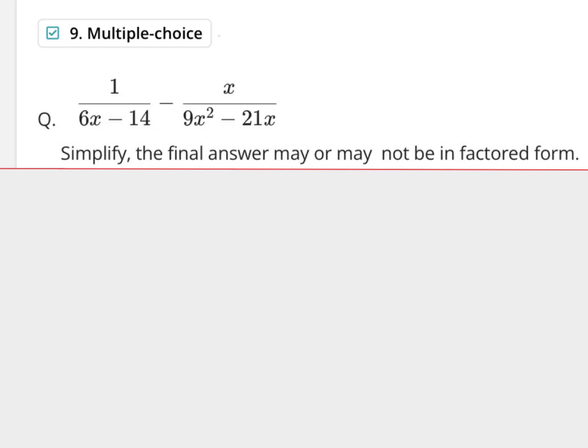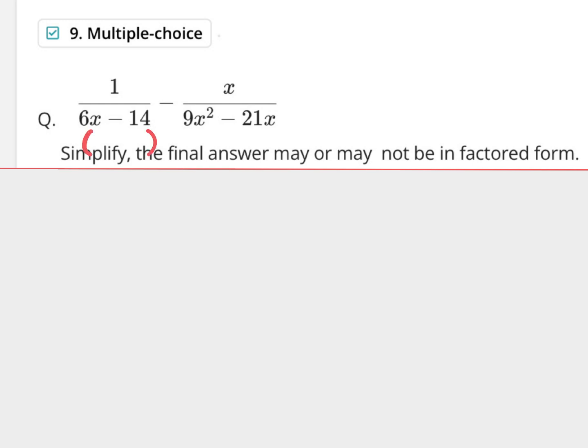Starting off with number 9, it says simplify. The final answer may or may not be in factored form. We'll get to that once we get to the answer. But in order to subtract two different fractions, you need a common denominator, you need an LCD. And in order to do that, you want to factor first.